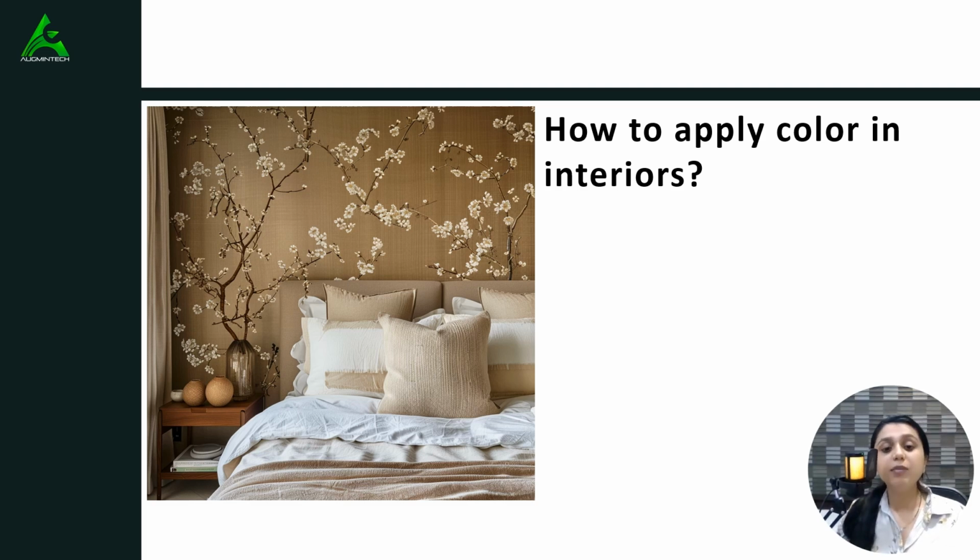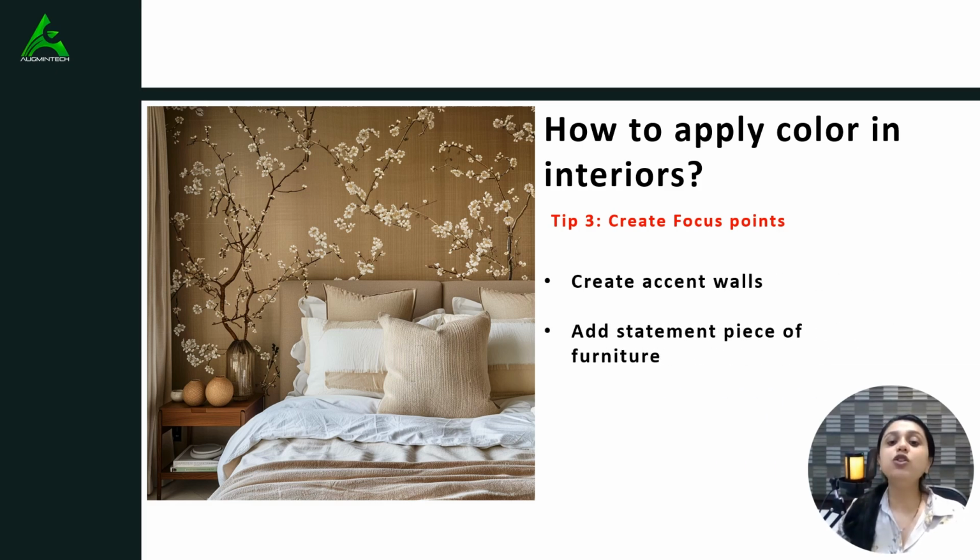Now coming on to tip 3, create focus points. Now when we are talking about colors, you do not need to add color in every corner of the room. That is not required. So you can simply create focus points. Now those focus points can be through one wall. It could be through a furniture element as well. So keep in mind that you are just trying to create a focus point. So you do not have to think about the whole space.